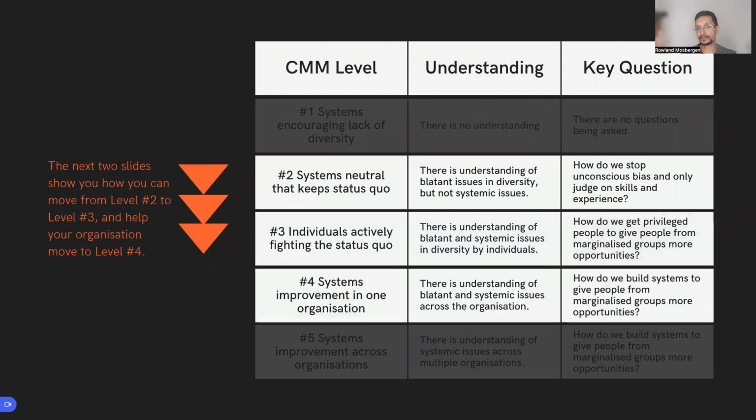So I wrote a capability maturity model where I talk about how individuals and organizations can help. Most systems are in the CMM level 2, which is neutral. And I'm going to show you some ideas of how you can go up to level 3 and level 4.